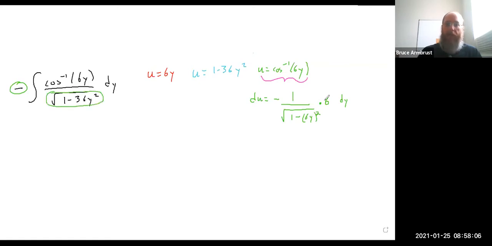I don't have a 6. I mean, I've got a 6 in the inverse cosine, but I don't have a 6 just by itself. But I also have the dy. So I have almost everything I need. I'm just off by that 6, which means when I do this integral and change it into u's, I just need a 1/6. So I'm going to get 1/6 u du.